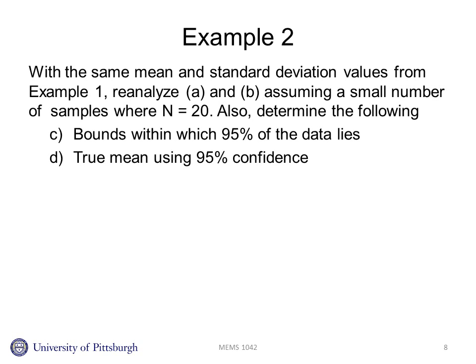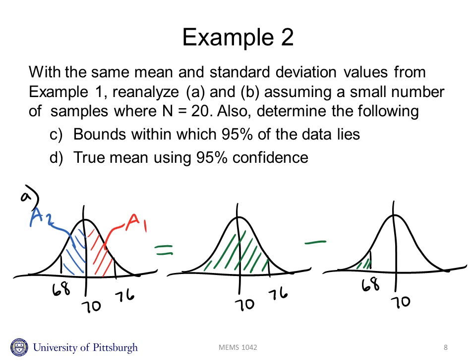Now, the purpose of C and D in this case is simply to illustrate the fact that these are two different problems. If you want to find the range in which 95% of the data lies, and if you want to find the true mean with 95% confidence, the analysis is going to be slightly different. So in part A, we will approach it the same as we did in example 1, only now we need to account for the fact that the distribution is a t instead of a z distribution. So we will need to specify the number of degrees of freedom.